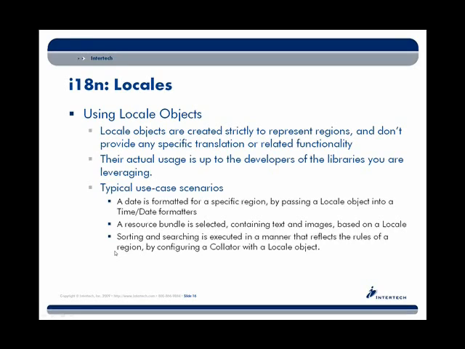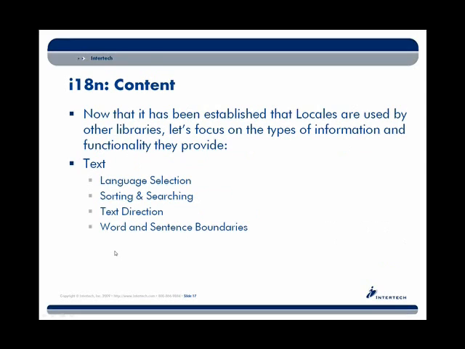So a couple of typical use case scenarios. We have a date, and the date is formatted for a specific region, so we pass a locale object into a date time formatter instead of just displaying a hard-coded date that's in a format that people would expect in the United States. Another is a resource bundle is selected containing text and images for a specific region based on a locale object. Sorting and searching, this is known as collation, is executed in a manner that reflects the rules of a region by configuring a collator with, again, a specific locale object.